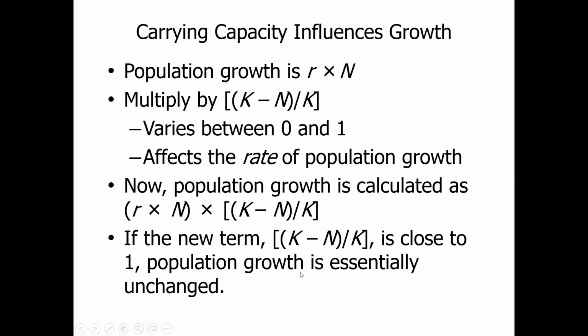So the new term, the K minus N divided by K, when that's close to 1, the population growth remains unchanged. Mathematically, what that means is that this whole formula right here, r times N times K minus N divided by K, if this term that I'm circling is close to 1, 1 times any number is just itself, which means that the population growth isn't changing at all. It's the same thing that it was.